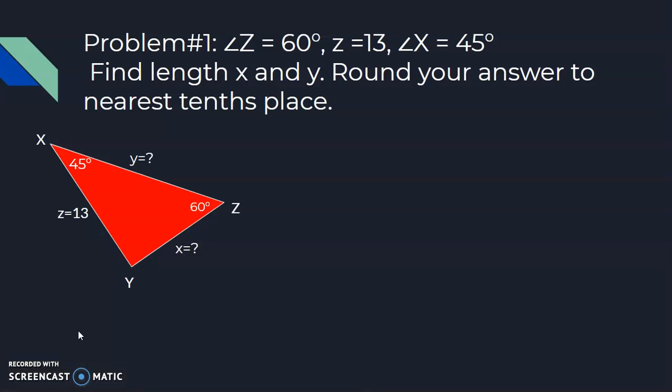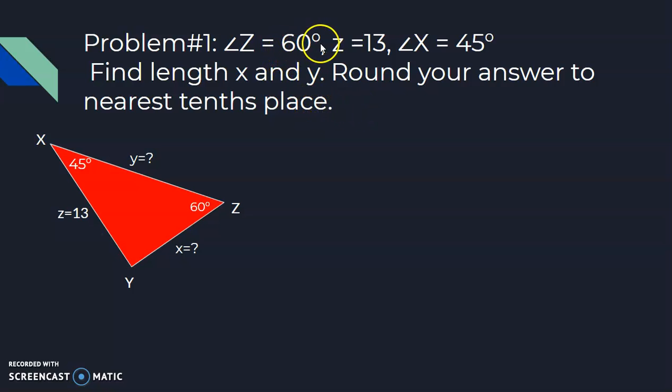So now let's apply the law of sines. For problem 1, it says angle Z is equal to 60 degrees, the length of side z is equal to 13, and angle X is equal to 45 degrees. Find the length of x and y, and then round your answer to the nearest tenth.